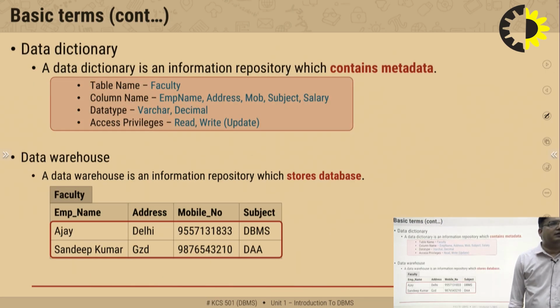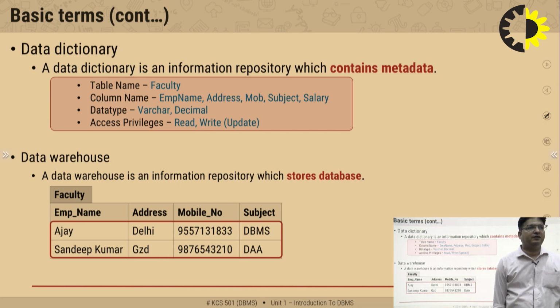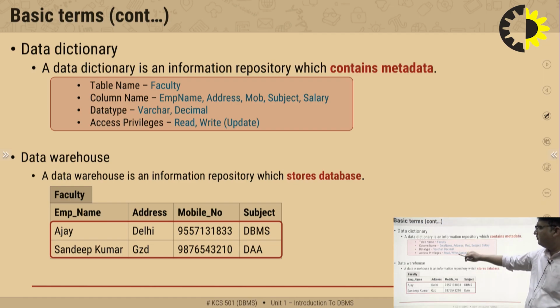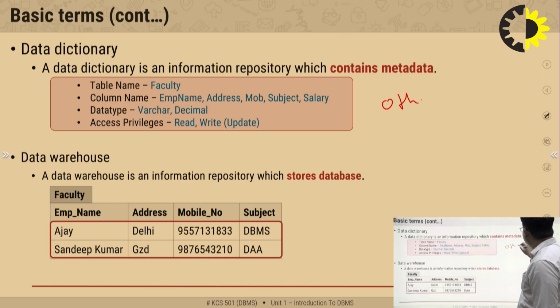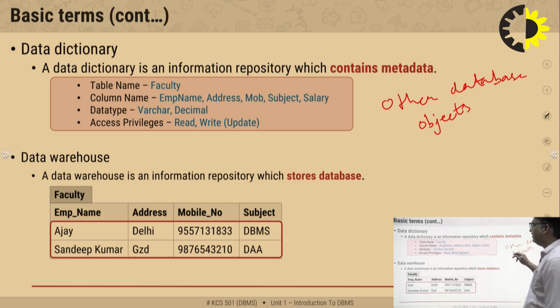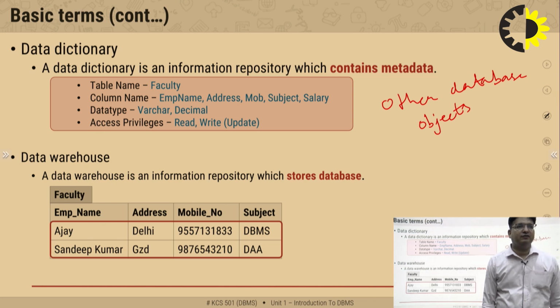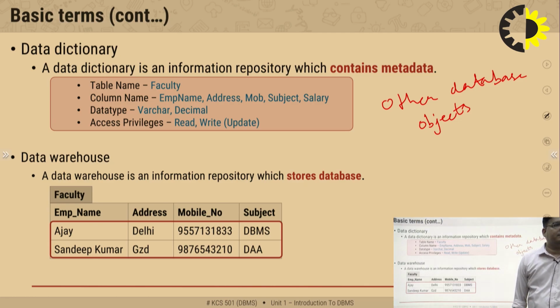Next is the data dictionary. A data dictionary is a repository which contains the complete metadata, that is table name, column name, data type, privilege. In addition to tables, we can also have other database objects like synonyms, indexes. They will also be part of it. Next term that is quite often and frequently used: data warehouse, which is a repository which stores the database.